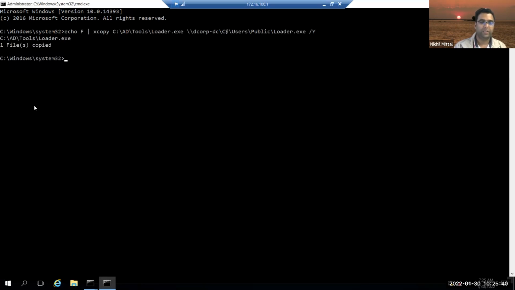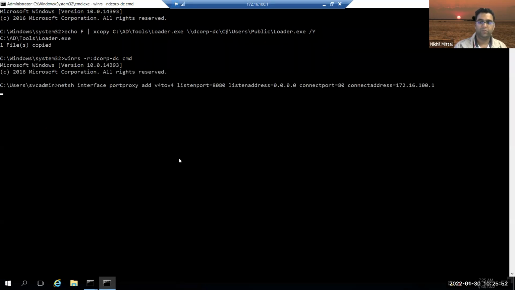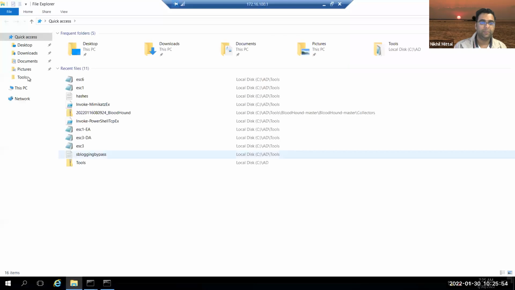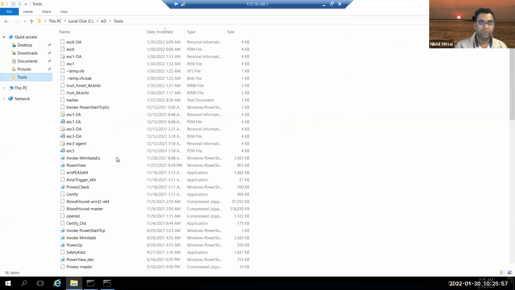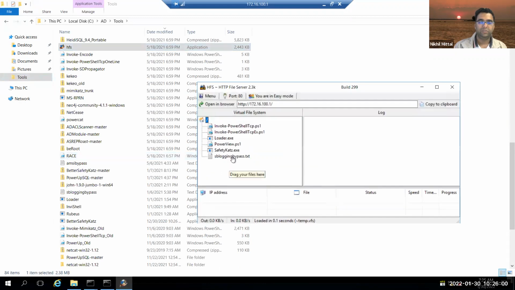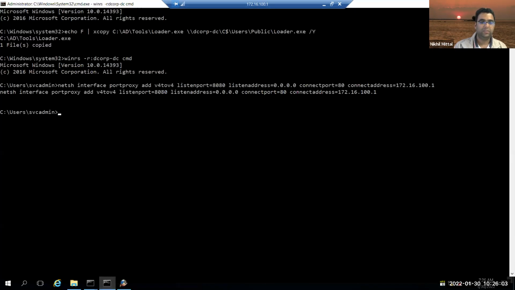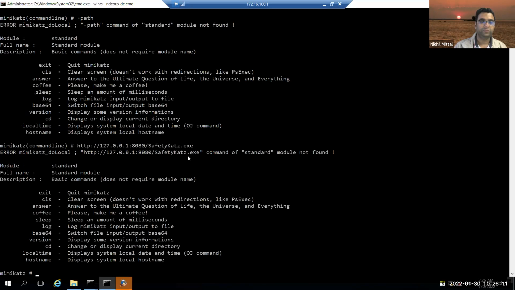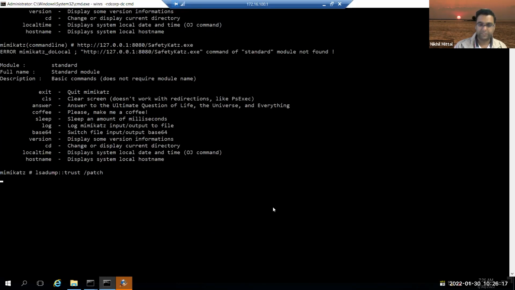Let's copy over our loader.exe there on the DC, access the DC, add a local port forwarding to avoid detection of loader.exe, to avoid behavior-based detection. Let's run hfs.exe here so that our loader can download and execute safety cards in memory on the DC. And finally run LSA dump /patch just to get access to the trust keys.